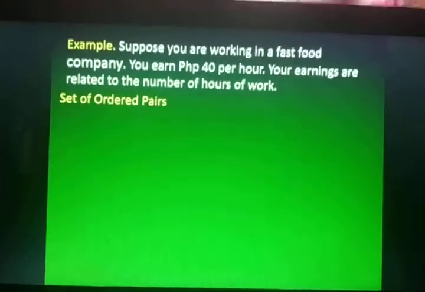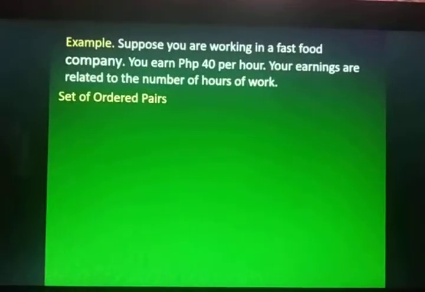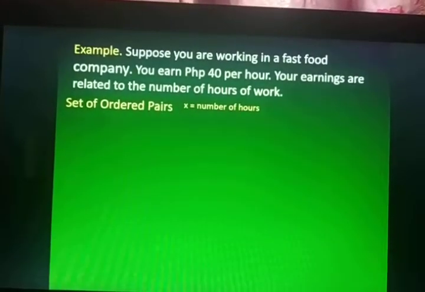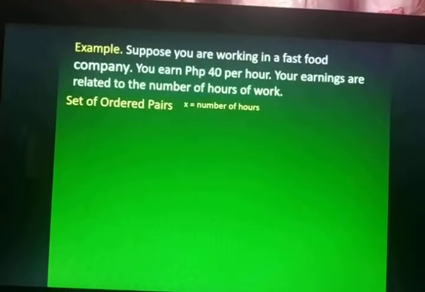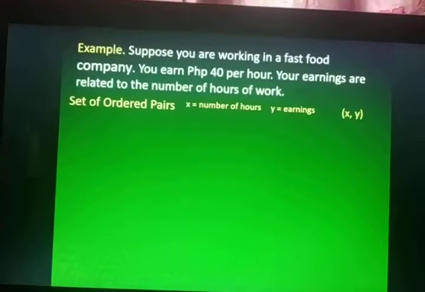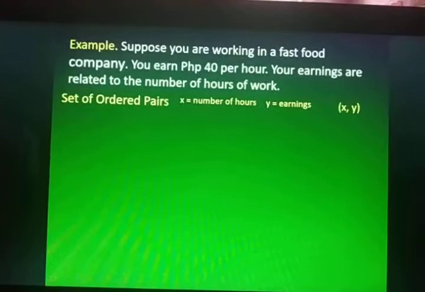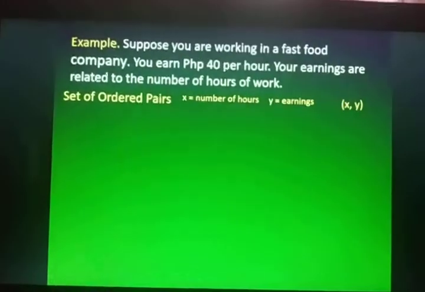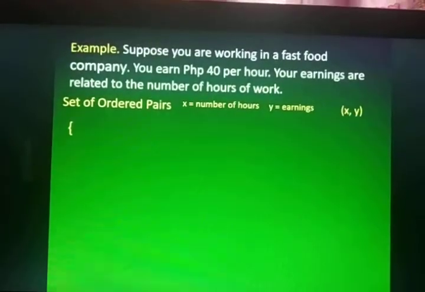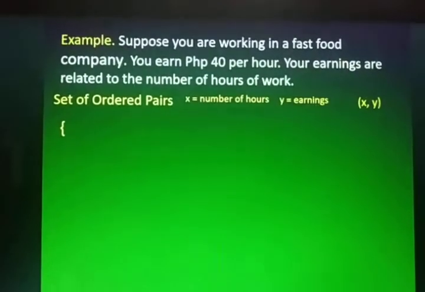So let us interpret your work and your earnings per hour in a set of ordered pairs. Remember, the set of ordered pairs is represented by the variables x and y. X refers to the number of hours and y for the earnings, and this follows an order. So x first and then y. It cannot be interchanged. Okay, and so this is very important. You have to have this brace because this is a set.